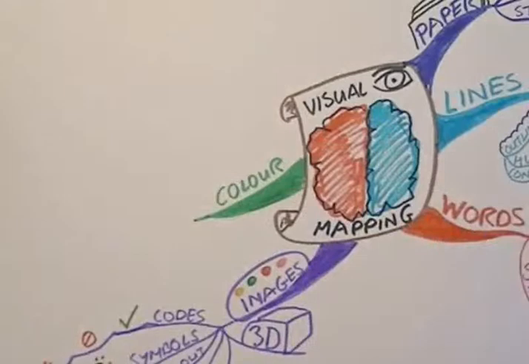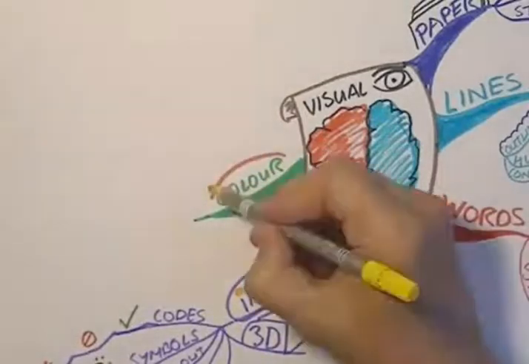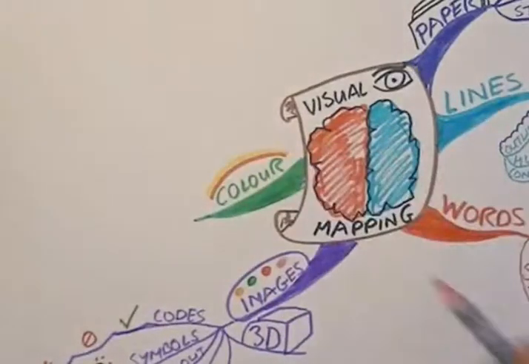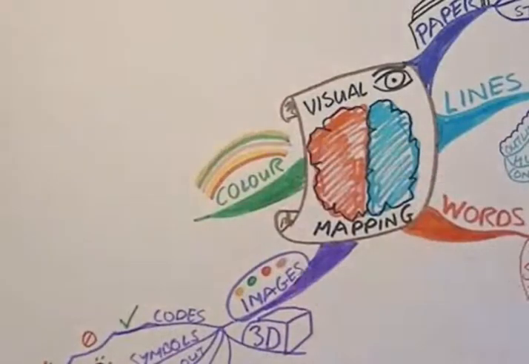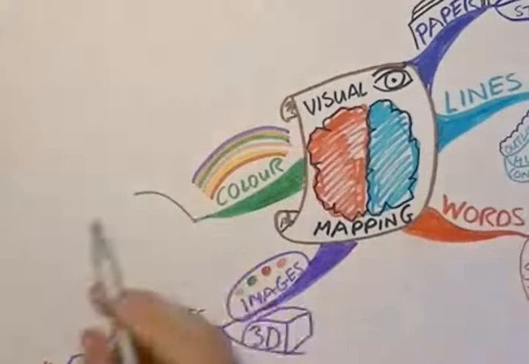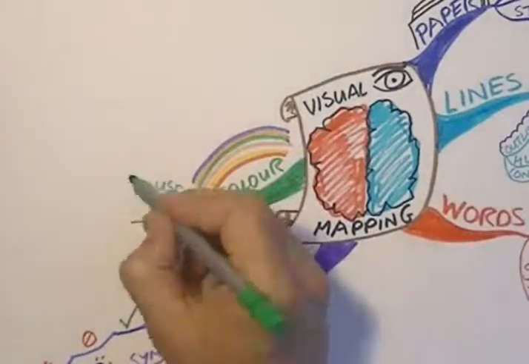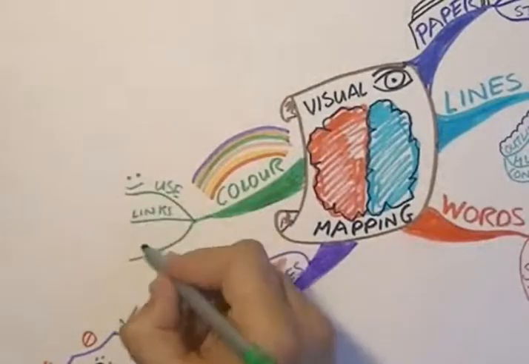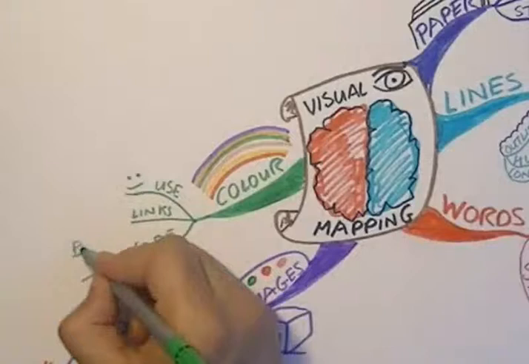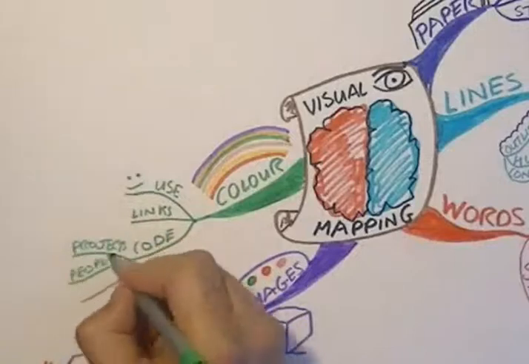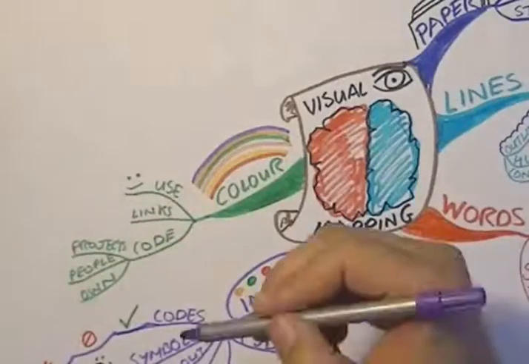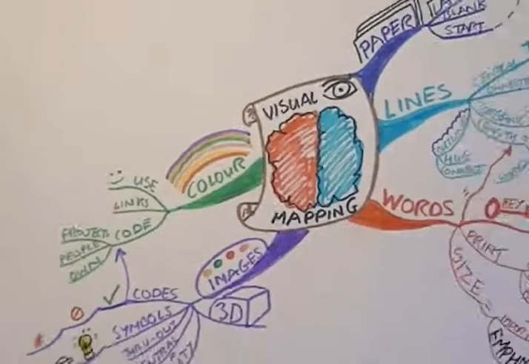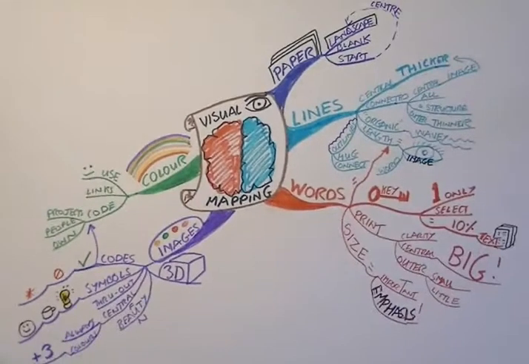Color can really help to enrich your visual map. It can help to bring it to life, make it distinctive, and make it stand out. And it can be used in all sorts of different ways. You can use color to link things together. You can code things on a visual map, coding projects, tasks, people. The key thing is to make those codes your own, make them distinctive. They will then become effective.